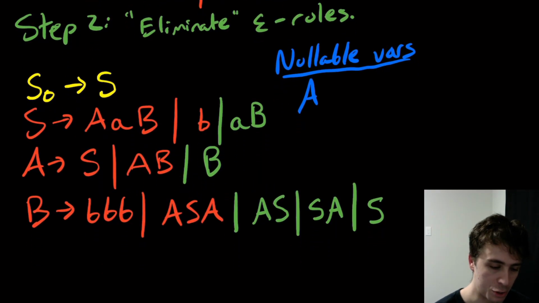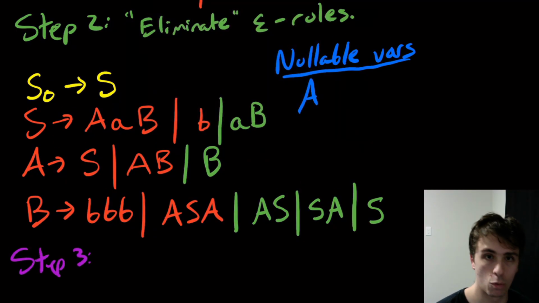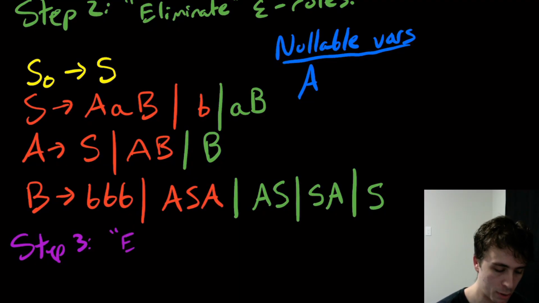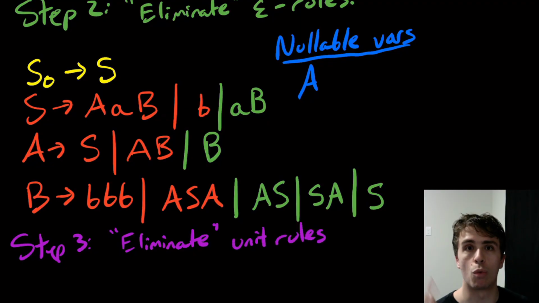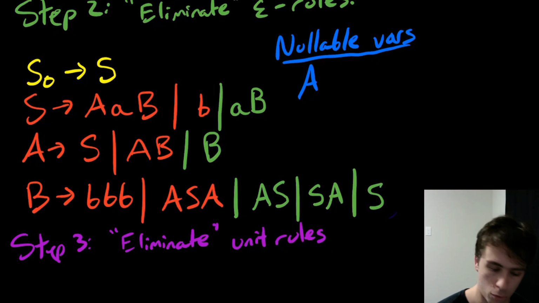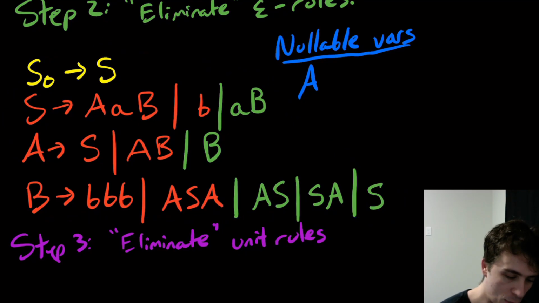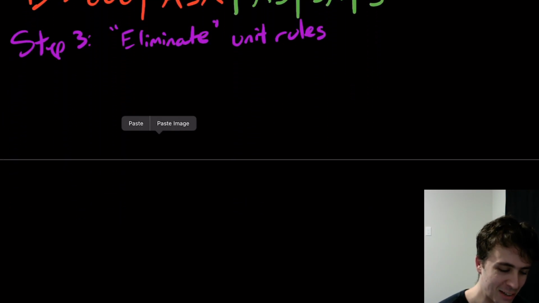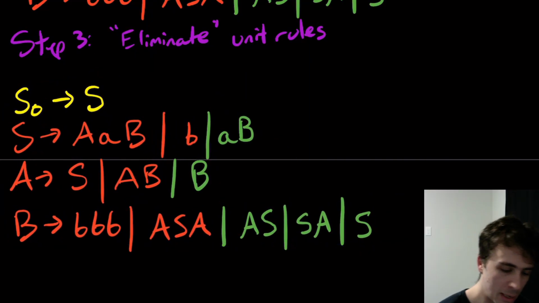Cool, so that was step 2. Let's do step 3, which is to, quote unquote, eliminate what are called unit rules. Unit rules are the ones where one variable goes to one variable and nothing else. So just like before, I'm going to copy down our little grammar right here. I feel like the Bob Ross of context-free grammars. So let's see, I'm going to put it over here. And this one's in purple.